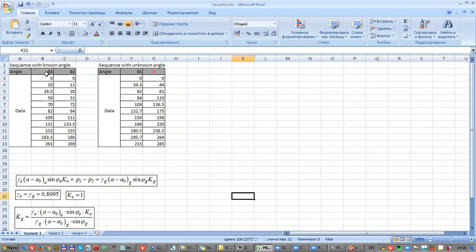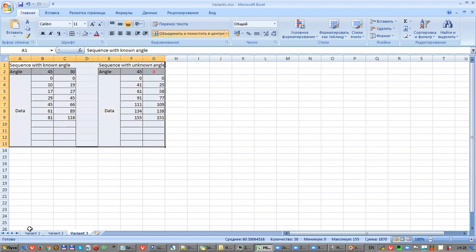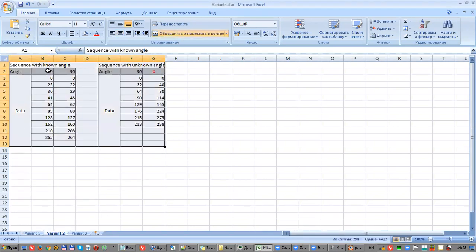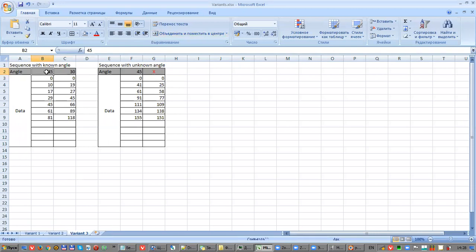And all sets have two tables here. First tables with known angle. We have 83 degrees for both columns, yeah? But in the second table, we don't know the angle. We need to find this angle. So in variant 2, a different angle: 90 degrees, vertical tube. In variant 3, also a different angle: 45 and 30, and 45 and unknown angle. And the aim of this work is to find this unknown angle.